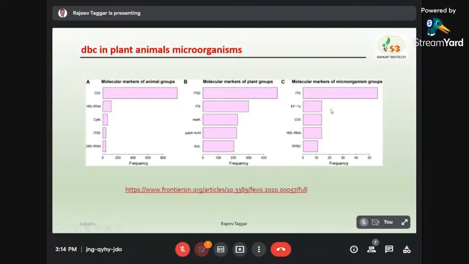Similarly, in microorganisms, we say they have COI. COI, or CO1, is the same as in the case of, let's say, animal groups. Similarly, 16S rRNA, RPB2. So the barcodes can be slightly different across different groups of individuals when we talk about animals, plants, or microorganisms, and also the success rate varies.